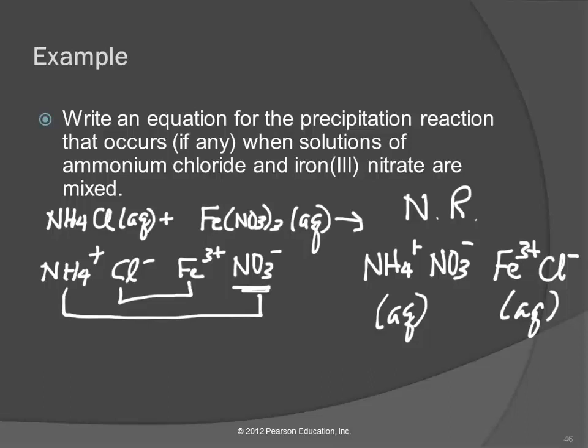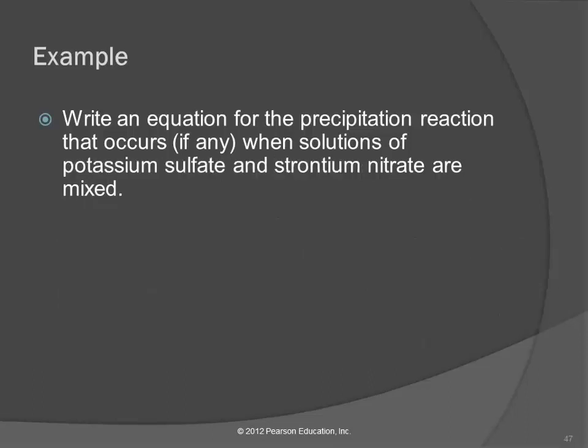Any questions? So you swap the ions, and then you look at those two possible products to see if at least one of them is insoluble. If one's insoluble, then you have to finish it out. Here's another one. Solutions of potassium sulfate and strontium nitrate. What happens when we mix those?